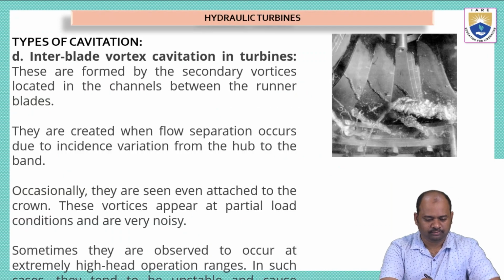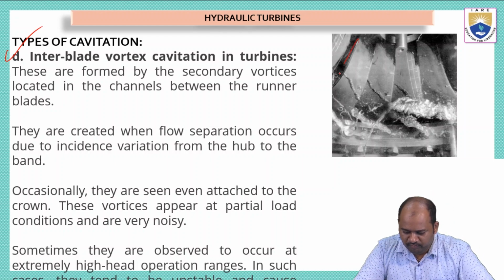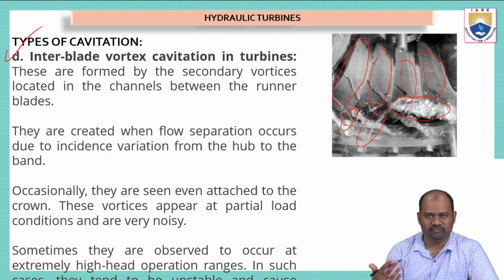We have another type of cavitation here, interblade vortex cavitation in turbines. See here, we have vanes. These vanes are attached to the runner, and when the runner rotates, the vanes produce some movement of the water. Due to this movement, we can see the formation of bubbles, because here the pressure falls below the vapor pressure. The water will be converted into vapor. After collapsing, these bubbles cause pitting on the surface of these vanes. So due to this, we can see the formation of cavitation.